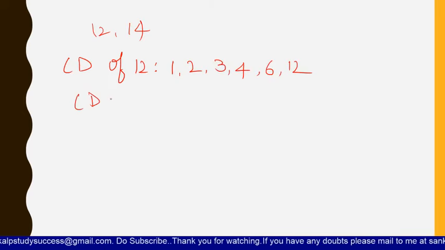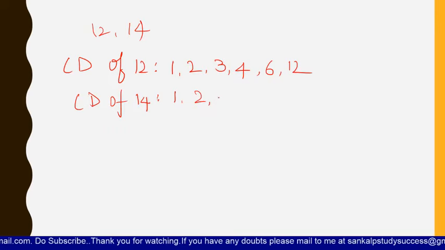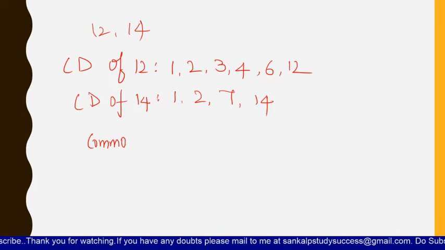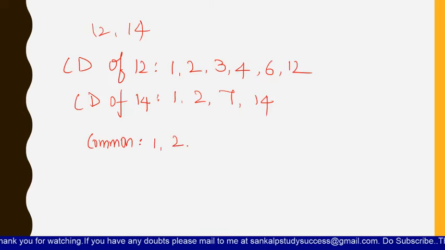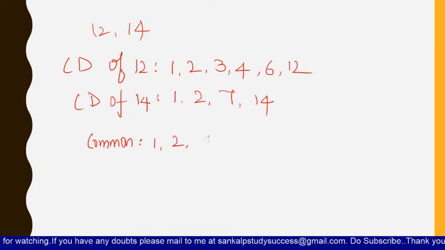Now let us write the divisors of 14. What are the numbers that might divide 14? 1, 2, 2 sevens are 14, correct? And the next number will be 7 and then 14. Now, what are the common ones? 1 is common, 2 is common, and there are no others, correct? So only 1 and 2 are the common divisors.